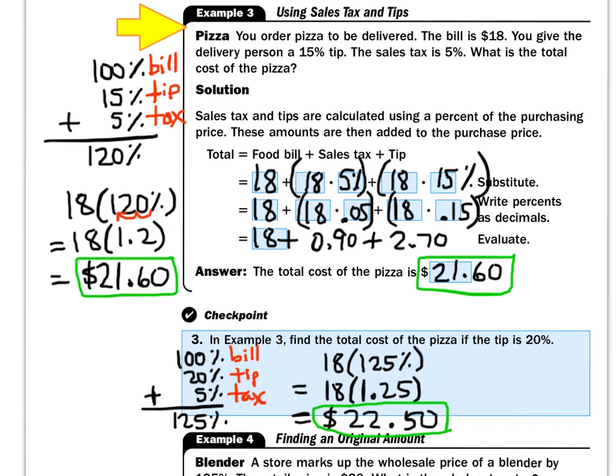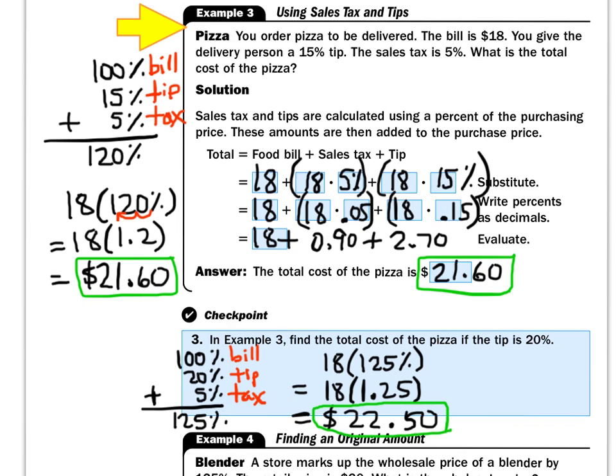Okay, so it would be the food bill, which is $18, plus a sales tax, which is $18 times 5%, plus the tip, which is $18 times 15%. And then that would be $18, and I worked it out. So it's $18 plus 90 cents plus $2.70 would be $21.60.